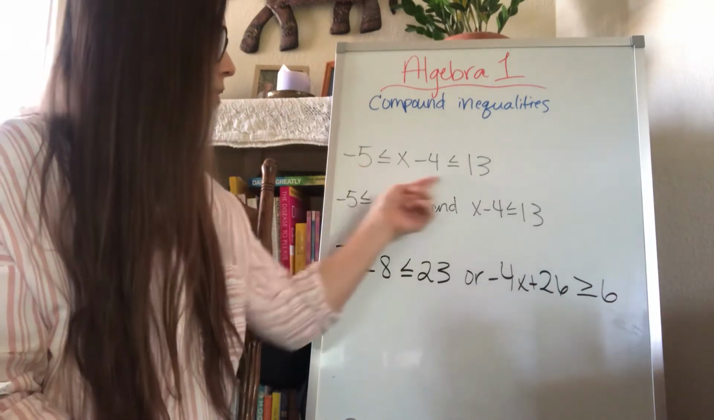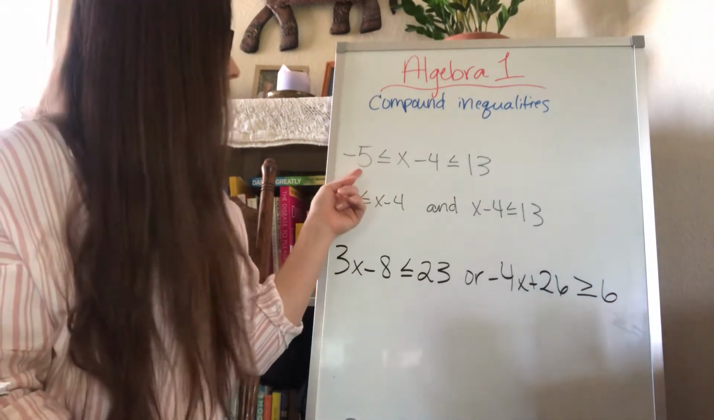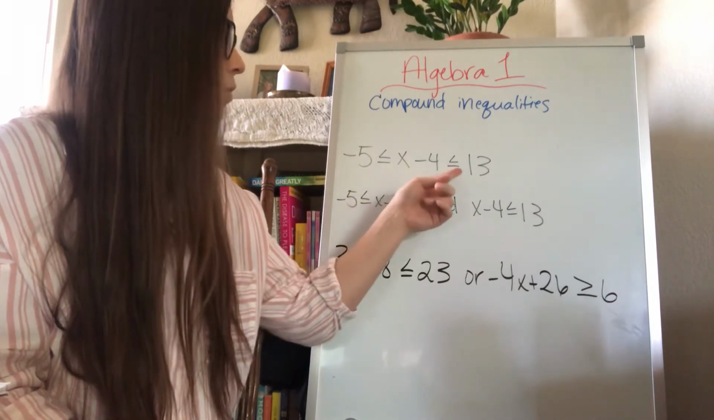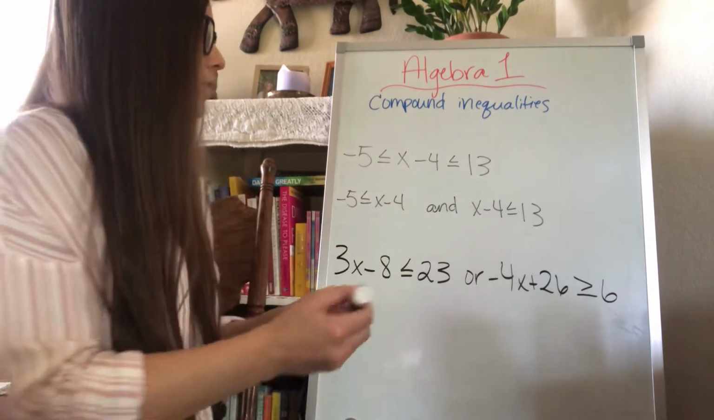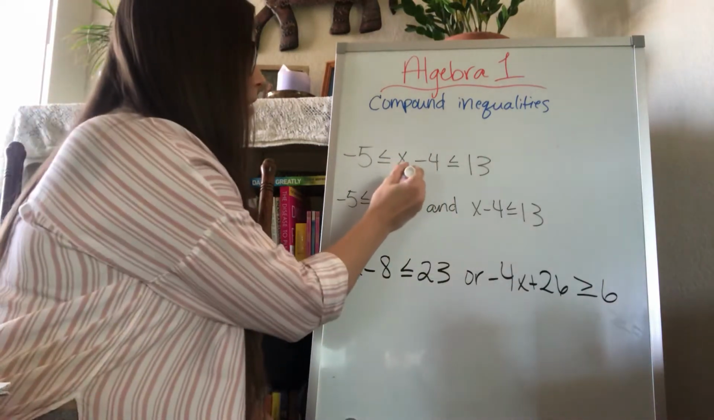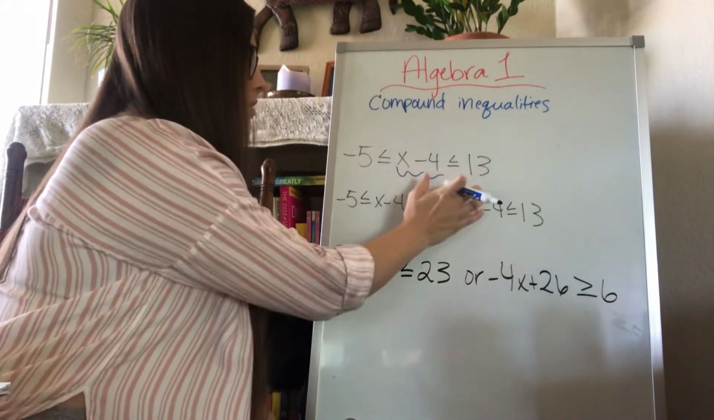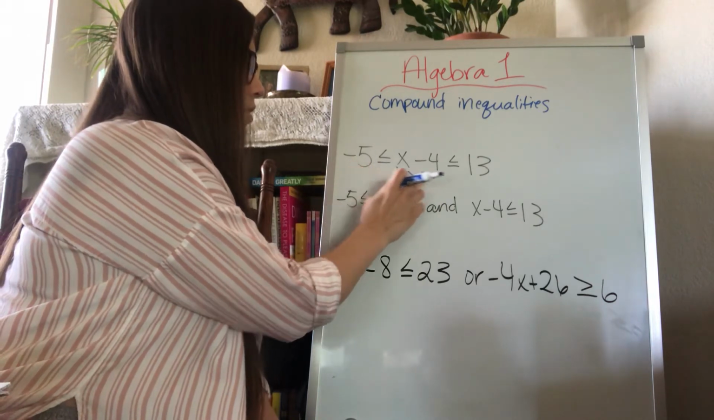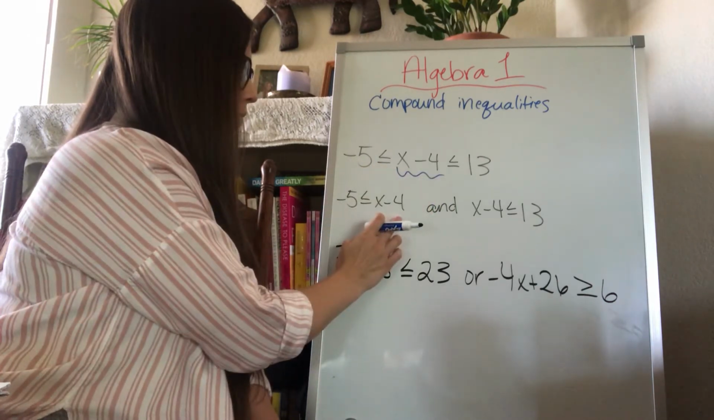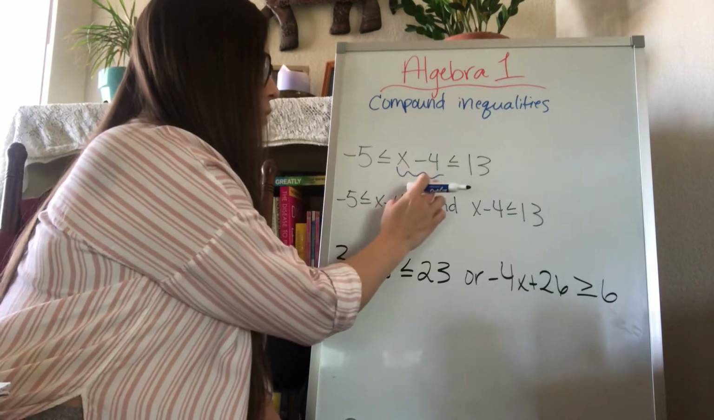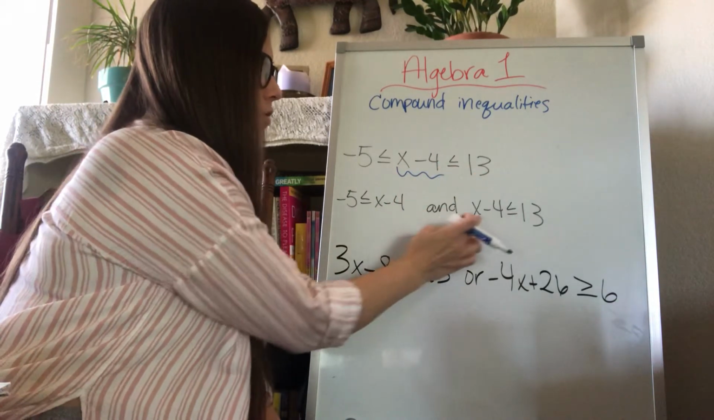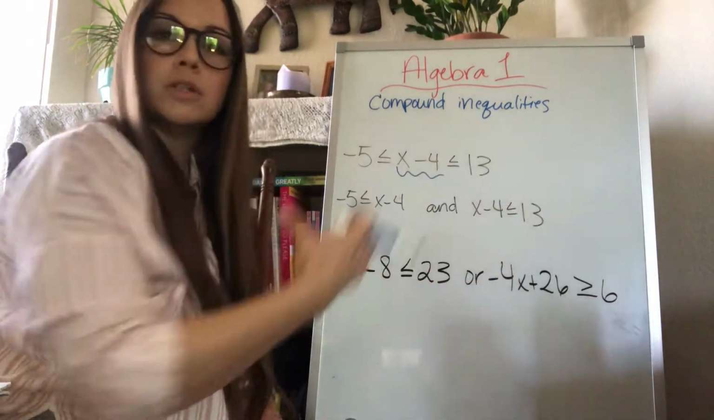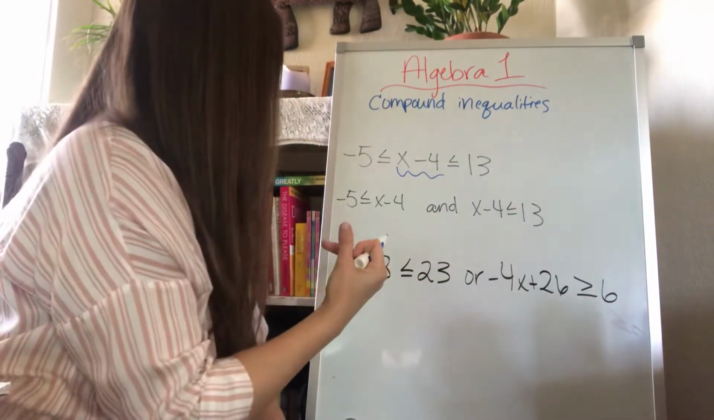Usually you'll get an and problem that looks like this. It says -5 is less than or equal to x minus 4, which is less than or equal to 13. So this x minus 4 part applies to both sides: -5 being less than or equal to x minus 4, which we wrote here, and x minus 4 being less than or equal to 13, which we wrote here. So the answer is going to include both of these sections of numbers on the number line, okay?